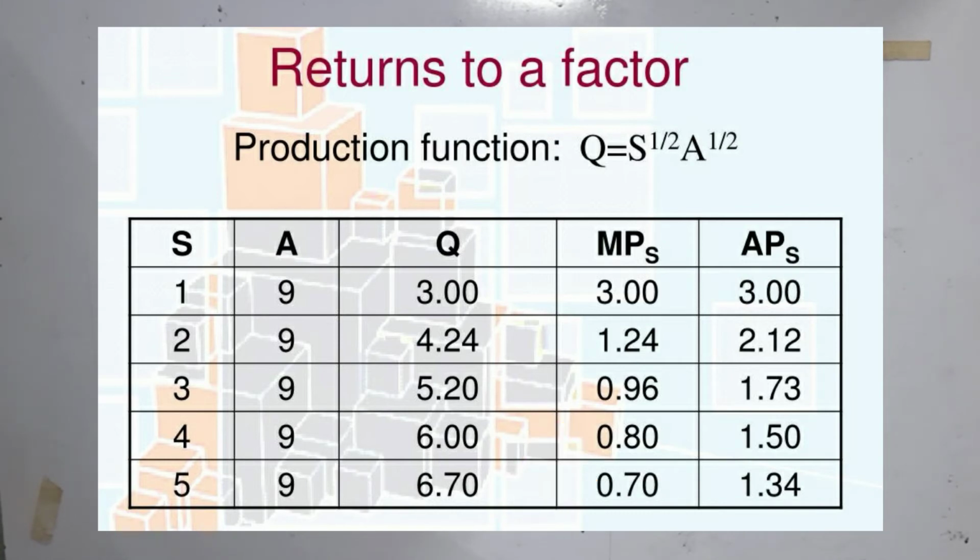So as the total product increases, the marginal product decreases. Why is that? If you can recall the law of diminishing returns, or the law of diminishing marginal product, it states that the marginal product of a variable factor eventually will decline as its use is increased.